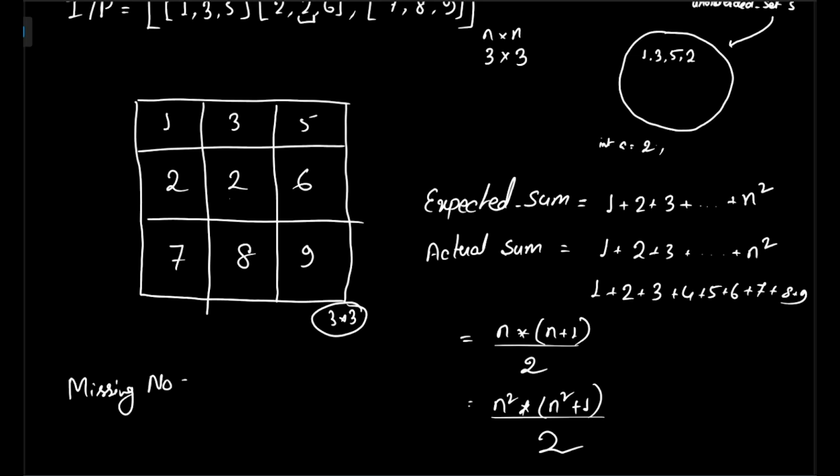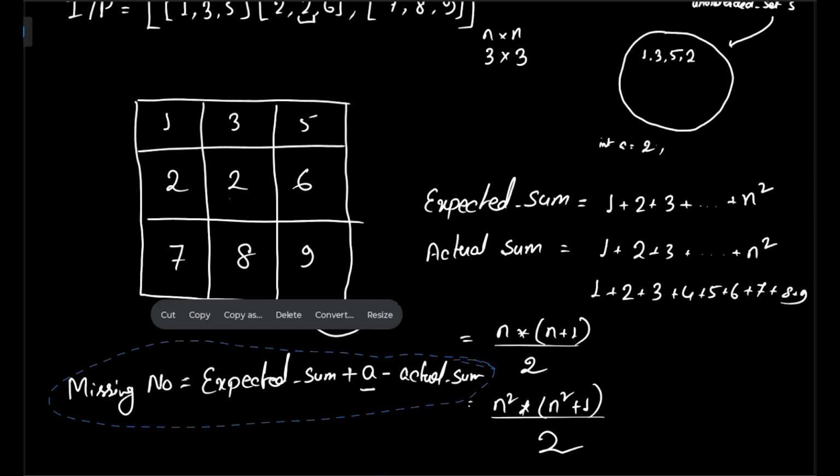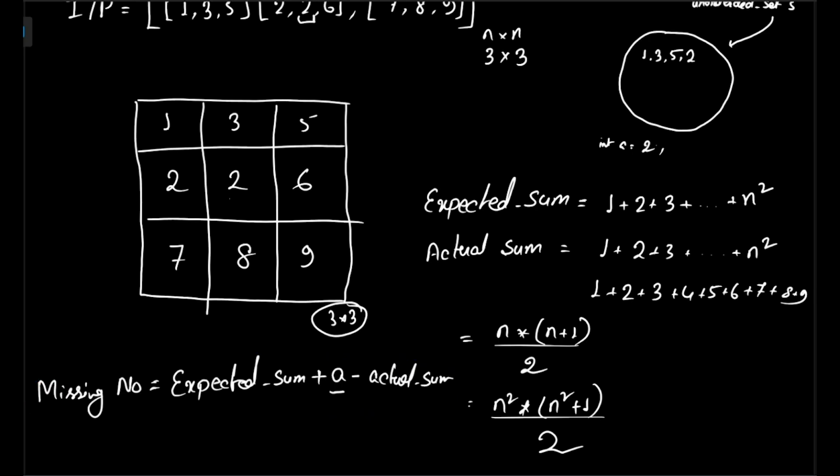To find the missing number, we will just take the expected sum plus a minus the actual sum, where a is our repeated number. This formula we will use to find out the missing number. So now let's go to code.